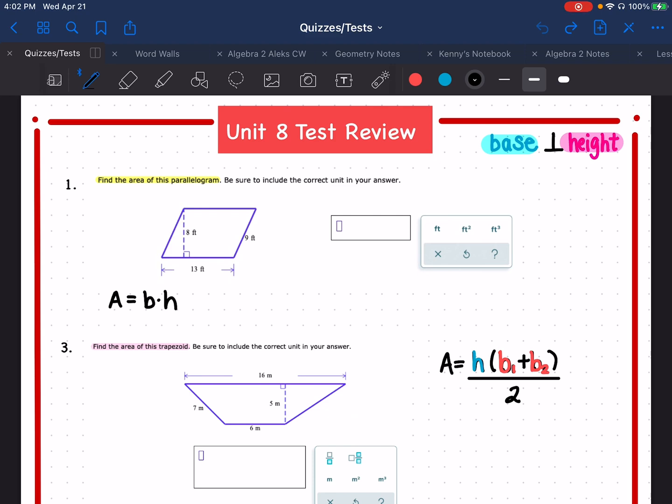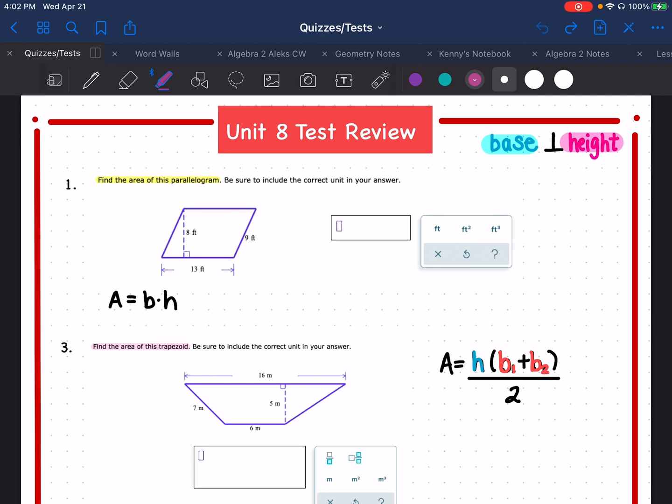Question number 1 is going to ask you to find the area of a parallelogram. It is going to say to include the correct units. Just a quick reminder that your bases and your heights need to be perpendicular to each other in the picture. And so let's go ahead and get started. The formula for the area of a parallelogram is base times height. So I'm going to use my highlighters to help me find the base and the height.